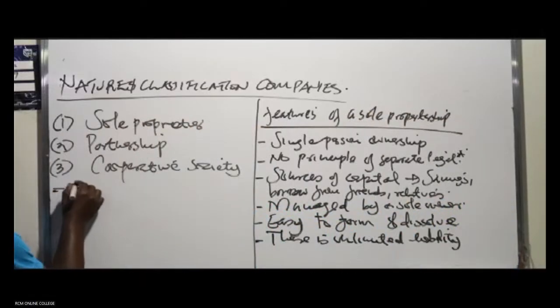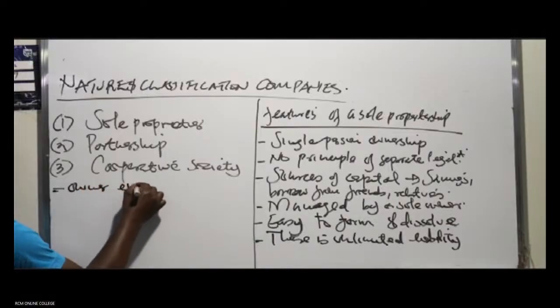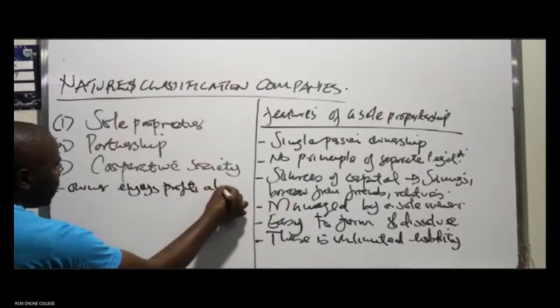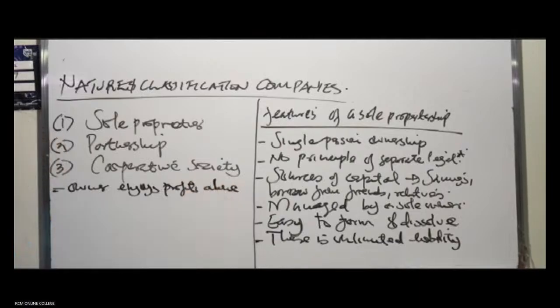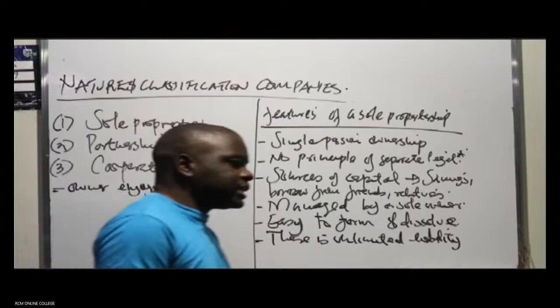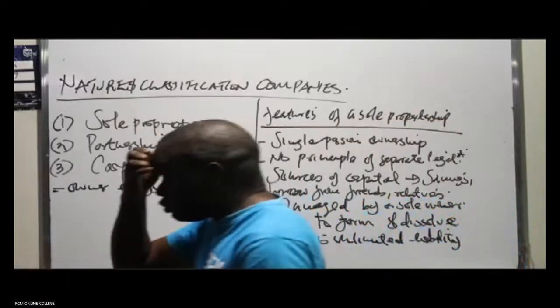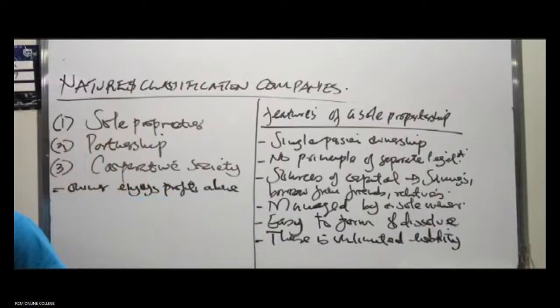The owner enjoys the profits alone. He doesn't share with anyone, but he ends up enjoying the profits alone. But at the same time, he suffers losses alone. He suffers the losses alone.